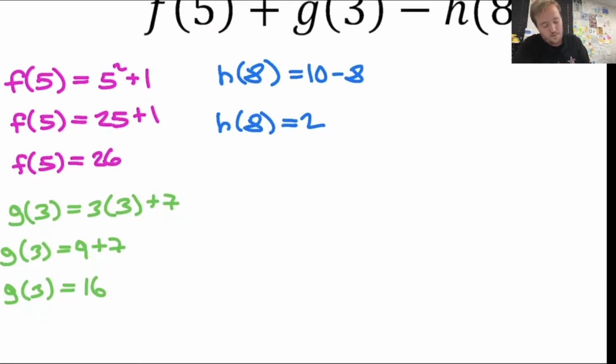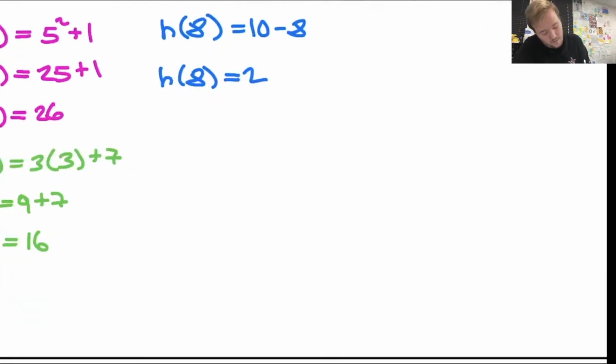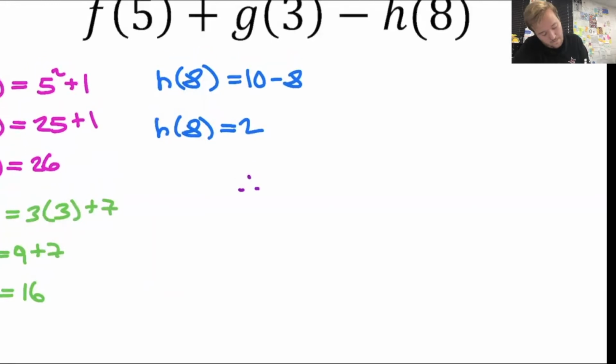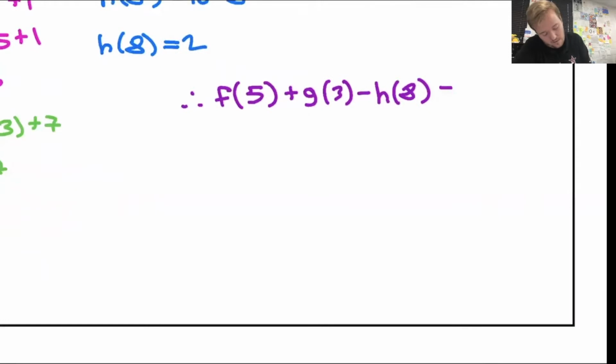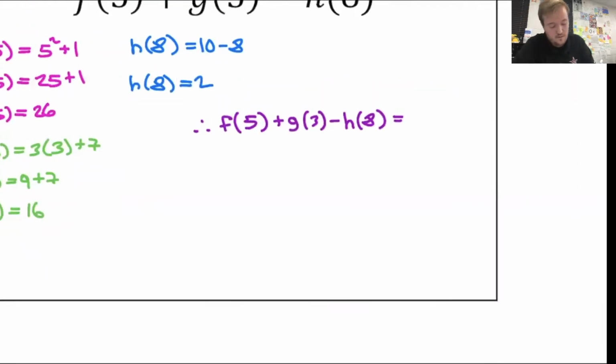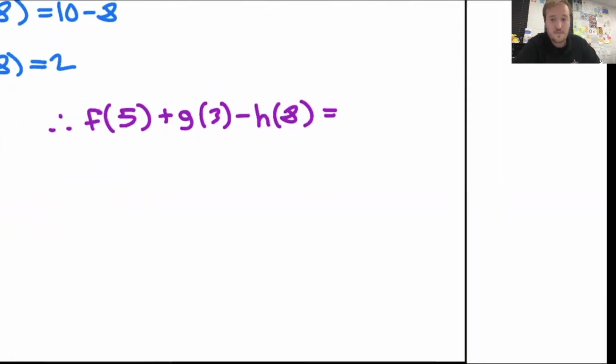Okay, so I'm going to write this off to the side. So therefore, f of 5 plus g of 3 minus h of 8. So this is going to be equal to. So here's another thing I really like about technology, especially using the white marker. Go over this to give yourself more room. Just be careful when you're erasing.